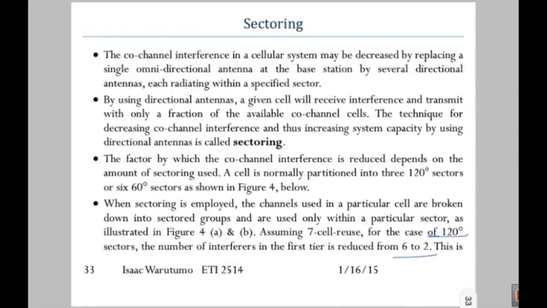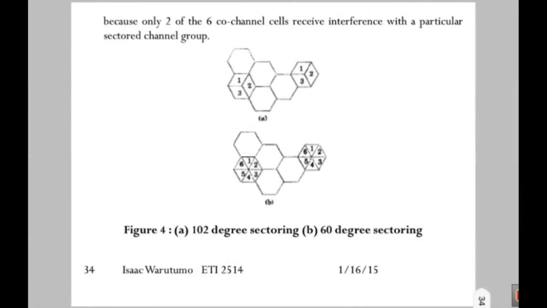Actually, for the 120 degrees, the number of first tier cochannel interfering cells has reduced from 6 to actually 2. When we do the exact splitting that we do when we do the sectoring, we are going to see that they are reducing from 6 to 2. This is because only 2 of the 6 cochannel cells that we have demonstrated receive the interference from the particular sectored cochannel groups. And I believe now this figure is the best to illustrate.